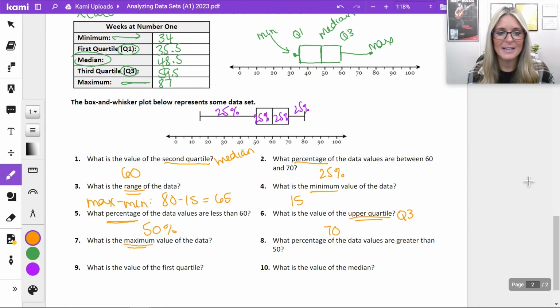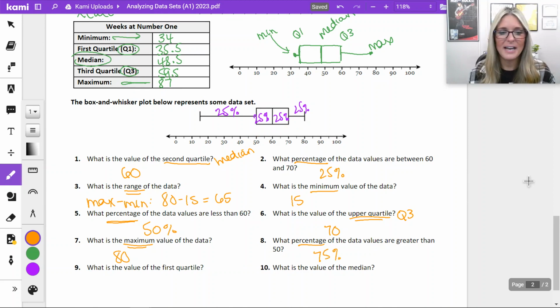Number seven, what's the maximum value? We've used this as well, 80. Number eight, what percentage of the data is greater than 50? Here's 50. So we've got 1, 2, 3 segments or portions that are 25%. That means total, we've got 75% of our data greater than 50.